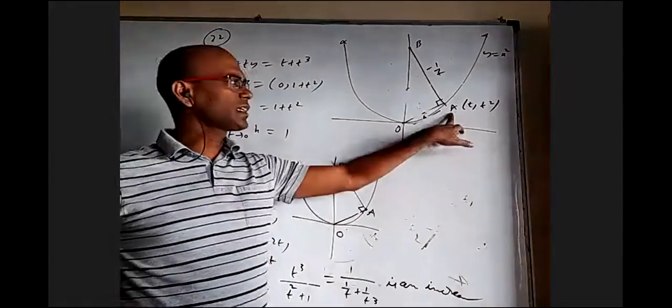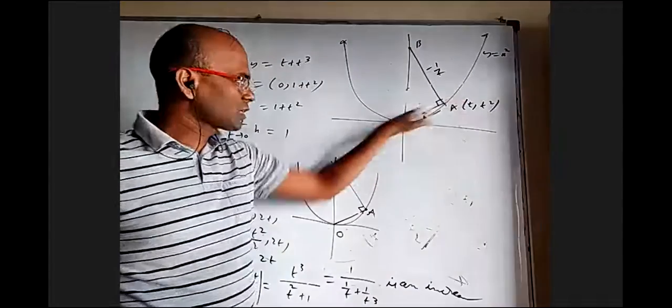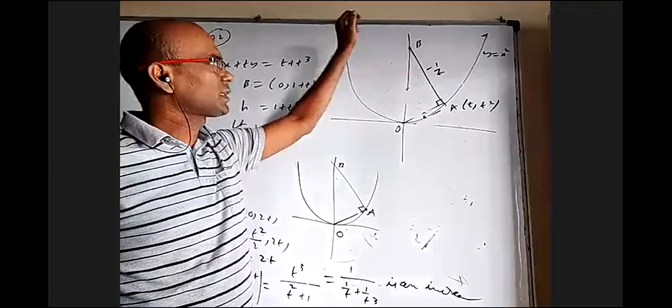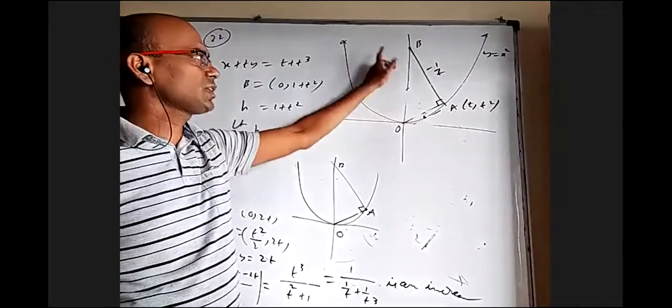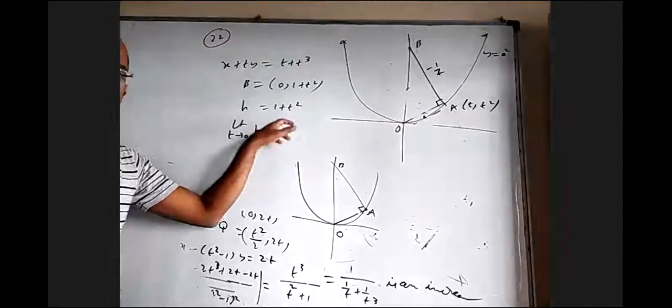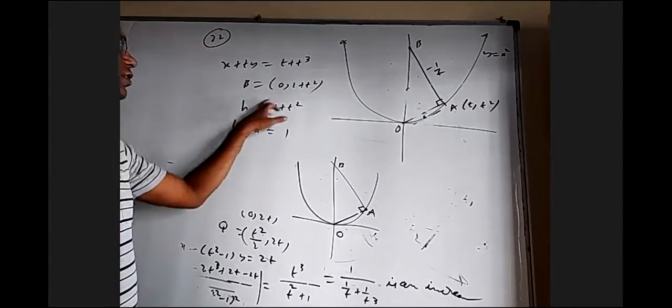So we took this point at t comma t square, found this slope and then this slope, and then found this point, this line equation, and then found the y-intercept, which came to this. After that, the limits part is very easy. When t is tending to 0, it is reaching 1.